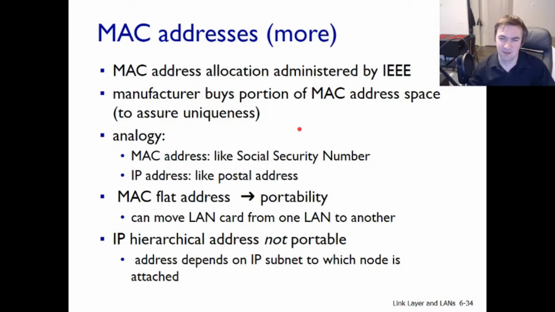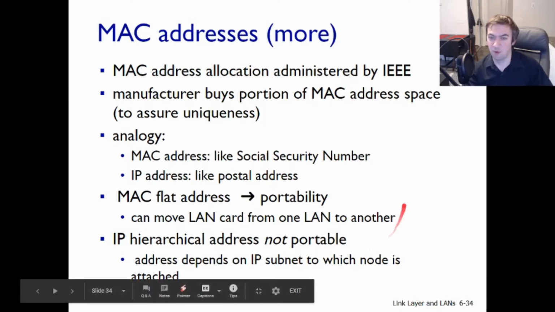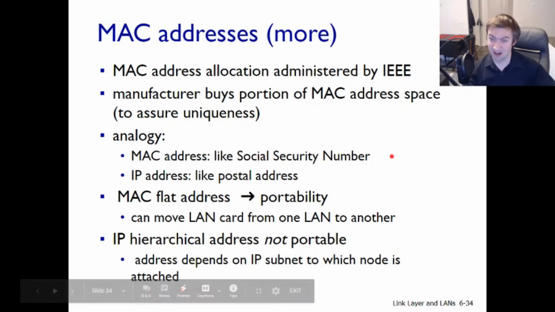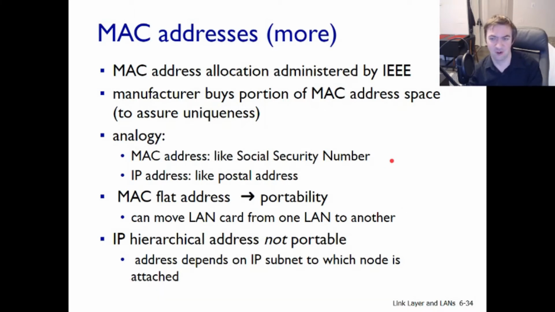You can think of it kind of like how each person has a unique social security number. My social security number is distinct from everybody else's out there. And so that means that you can move from one LAN to another, and your MAC address is still unique. However, an IP address is more like a postal address, postal code, that kind of thing, where it is not portable. What my current postal address is depends on where I live. So right now I have a different address from when I used to live back in Oshawa, but my social security number did not change while I made that move.